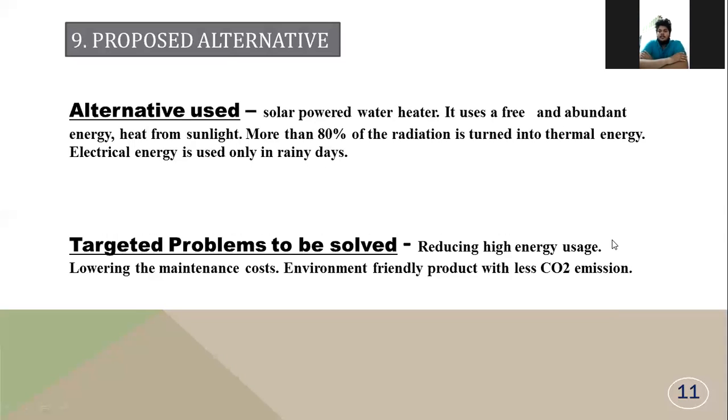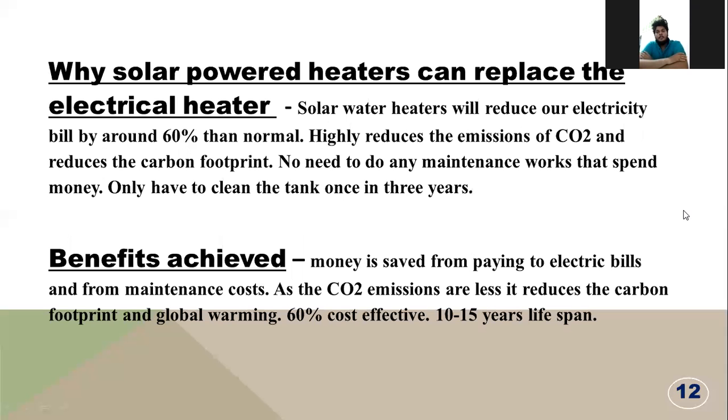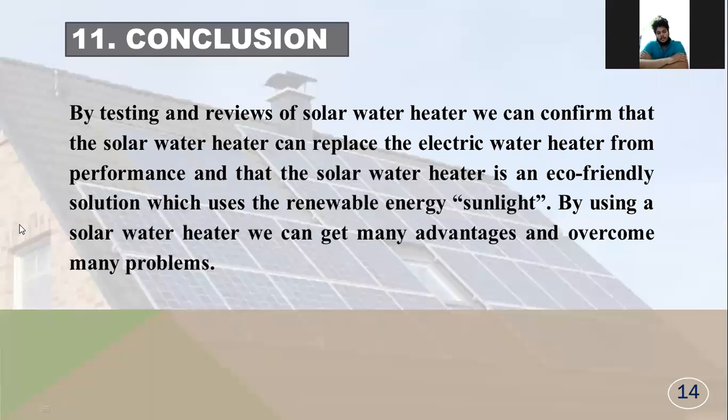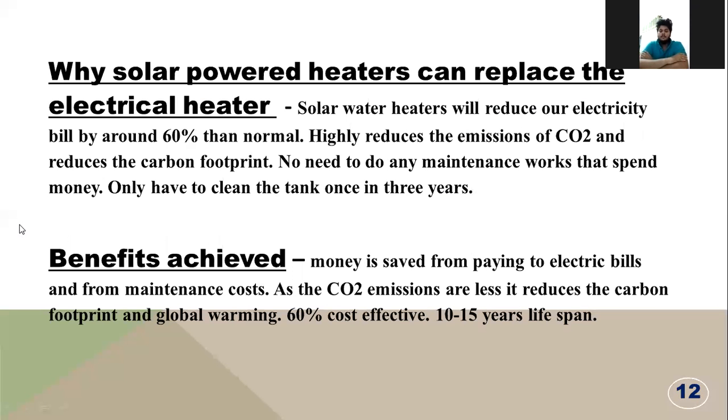How can the solar powered water heaters replace the electric water heaters? It works as efficiently as the electric water heater, and it reduces our electricity bill by 60% than normally and reduces the carbon footprint. What are the benefits achieved? Solar water heaters save money from energy bills and from unwanted maintenance and reduce environmental pollution and global warming.